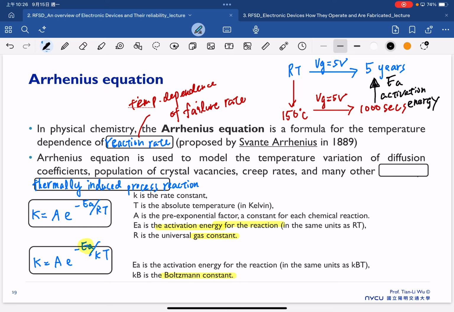That's why the Arrhenius equation is very, very important. You will see it very often in the semiconductor literature, even in the product data sheet. Even your customer will definitely ask you what the activation energy for your product is, because with the activation energy they can easily convert to the lifetime of your product at any different temperature.